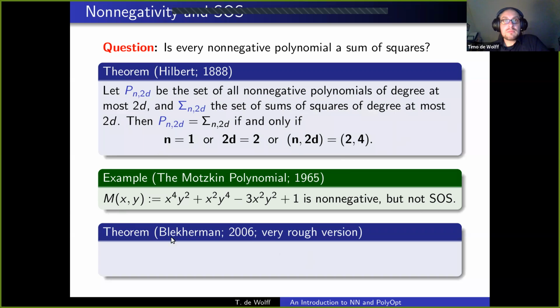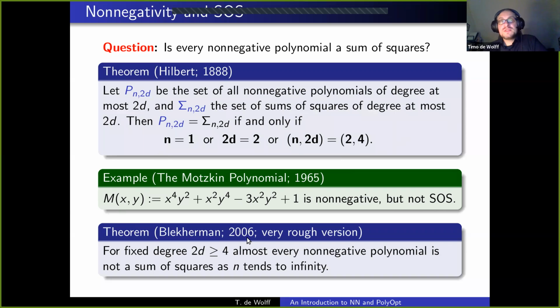But there is a theorem by Greg Blekherman from 2006, which very roughly says: if you fix the degree in these spaces, and the degree is at least 4, and now you let n go to infinity, and you compare these cones in a particular way (you have to introduce a measure to do this), then as n goes to infinity, almost every non-negative polynomial is not a sum of squares. So asymptotically, this property, which is almost always satisfied for the non-negative polynomials in these small cases, becomes very, very rare. That's maybe the takeaway.